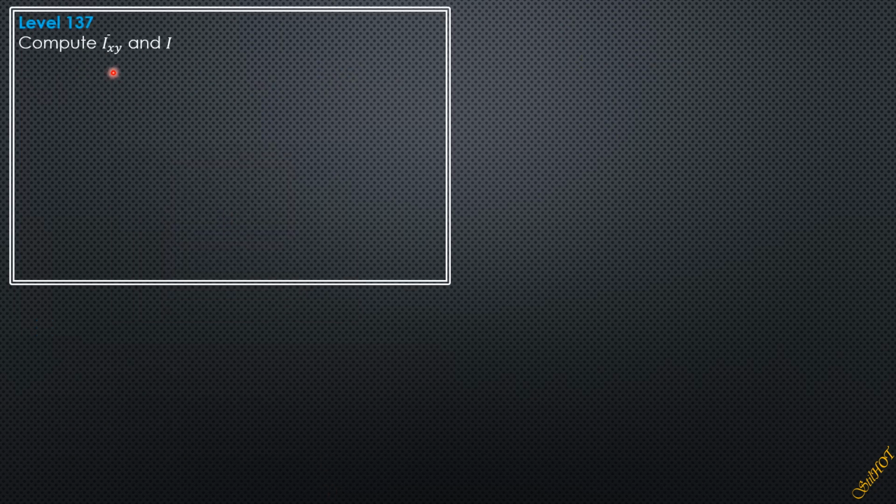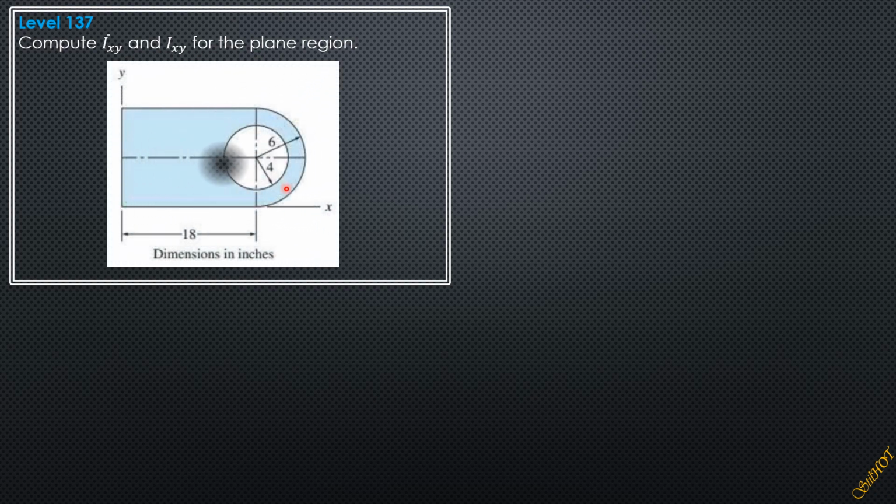Level 137. Compute I bar xy and Ixy for the plane region. The region is symmetric with respect to this axis here. So the answer for I bar xy is 0, because remember the principle: if the area has at least one axis of symmetry, then the centroidal product of inertia is 0. But I'll present two solutions here to prove that I bar xy is really 0.